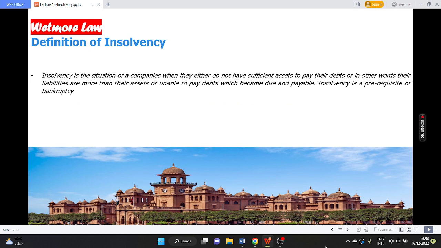Definition of insolvency. Insolvency is the situation of companies when they either do not have sufficient assets to pay debts, or in other words, their liabilities are more than assets, or they are unable to pay debts as they become due and payable. Insolvency is a prerequisite of bankruptcy.